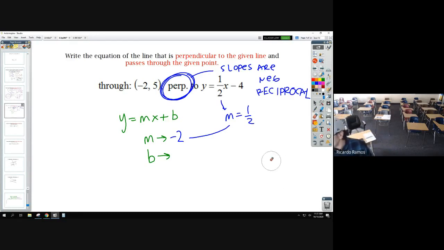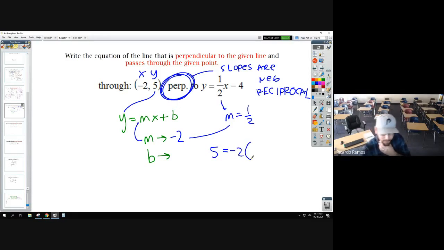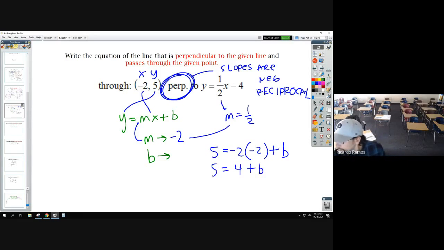All right. Now for the y-intercept, we're going to plug in our x and our y and our slope, right? So the y, 5, equal to the slope, -2, times the x our line goes through, -2, plus b. I think it is 1, huh? Because the -2 times the -2 is equal to 4 plus b. Subtract the 4.